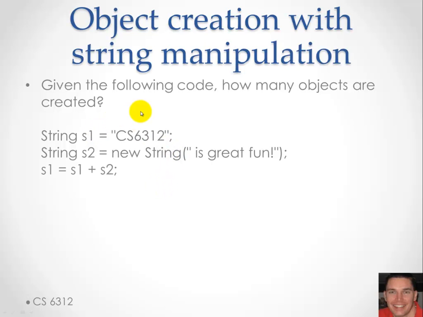If I look at another example here, S1 makes one string object, and this makes another string object. Now when I concatenate those together, this goes out and makes another string object. So after these 3 lines of code have been executed, 3 different string objects have been created.